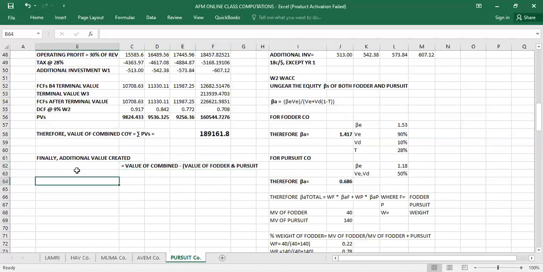So that will be equal to minus 160 million. Sorry. Probably 9 million. So that will be this figure.